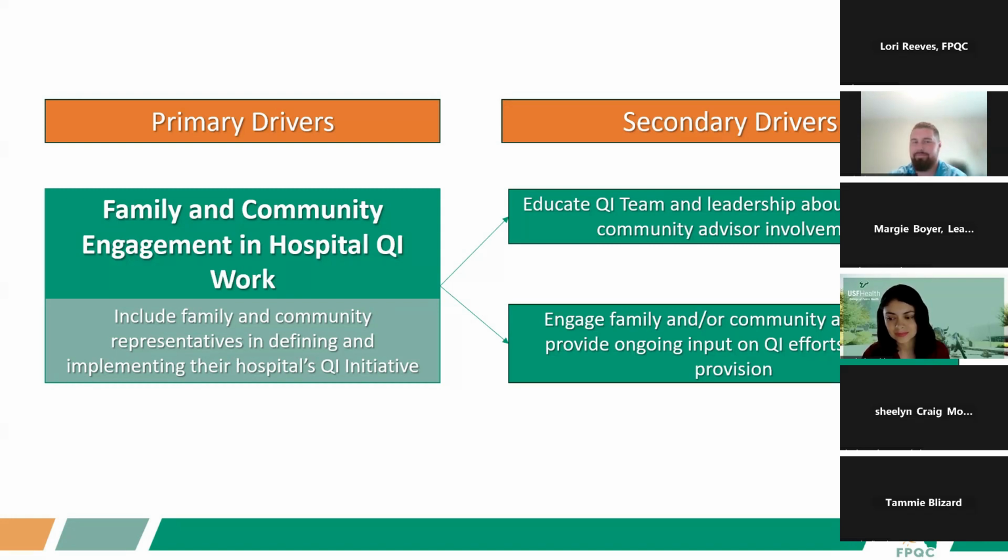So the first one is family and community engagement and hospital QI work. The best practices we see to achieve that primary driver would be first, educating your QI team and leadership about what family and community advisor involvement looks like, and then strategies, how we're going to achieve that, how we're going to find someone. And then the second part would be actually to engage that family and or community advisor as a part of your QI team and every step of the way of the work that you do at your hospital. Next slide, please.